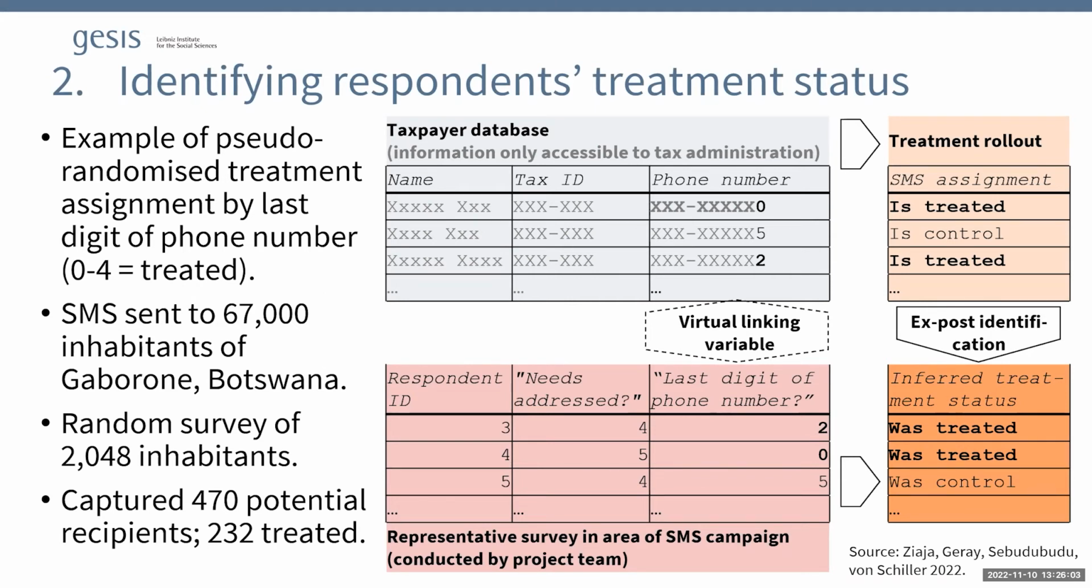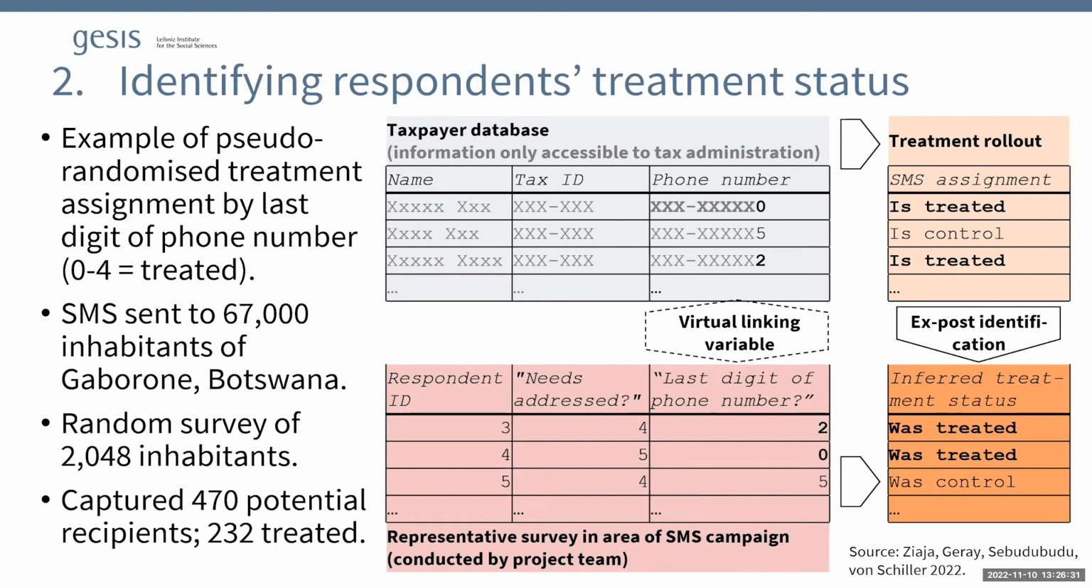Now, the tax agency was willing to send out this message. They were not allowed, however, to share with us the addresses of the treated respondents. This is what is shown in the taxpayer database on top. Now, we did conduct a survey below, the table below, which shows you how we traced the outcomes. We asked people whether their needs were addressed by the government.